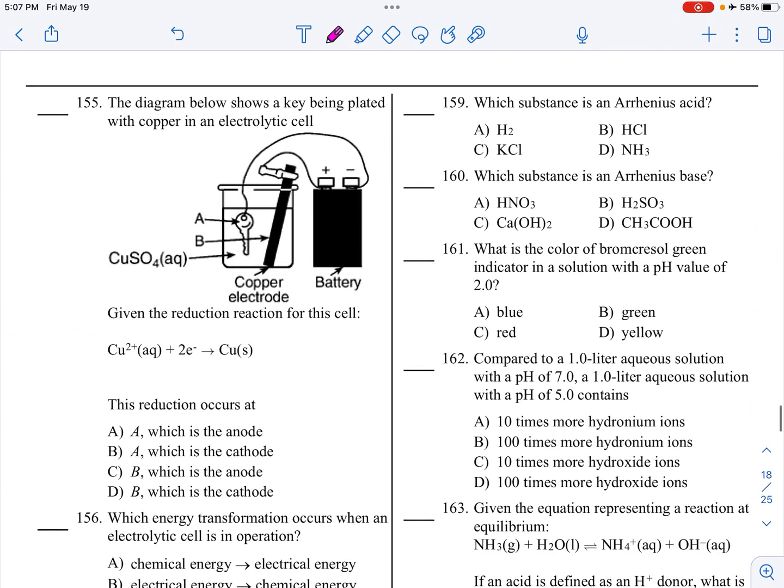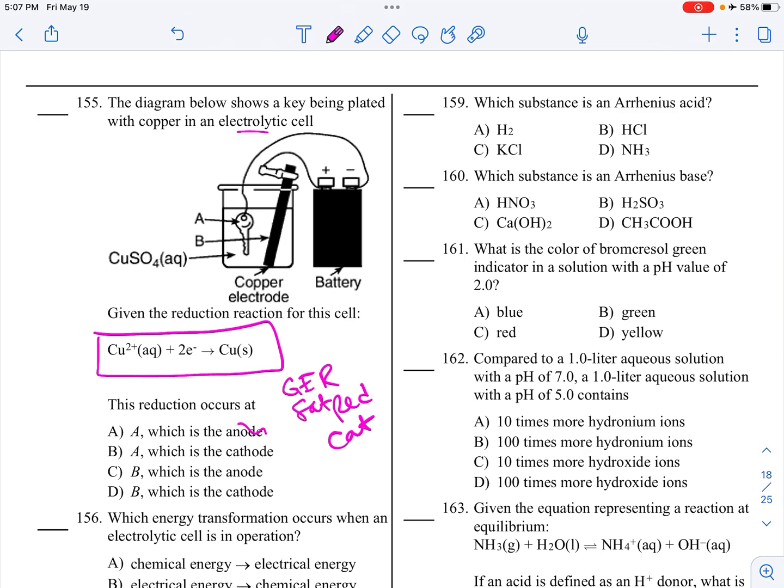For a non-spontaneous reaction to occur, if it requires outside energy, it's not spontaneous. Here we have an electrolytic cell, it tells us. We have a battery, we have everything else. We have the half reaction. What is happening for reduction? Gaining electrons is reduction. This is the fat red cat.